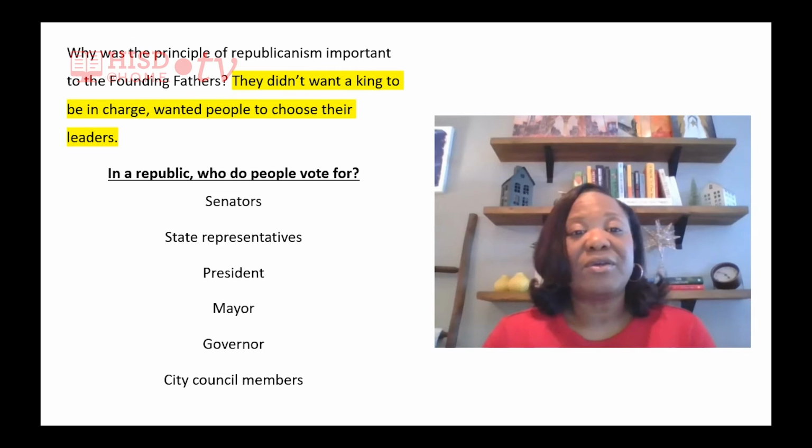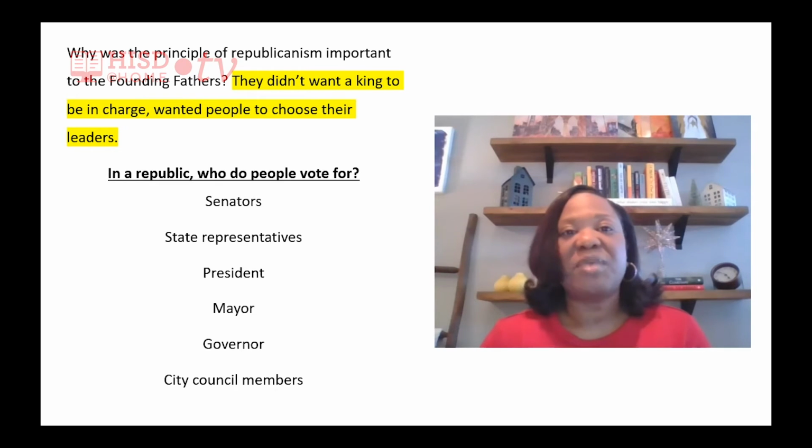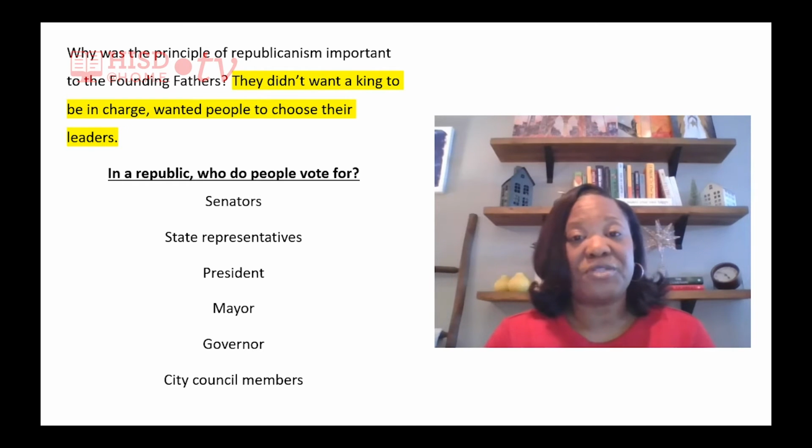In a republic, who do people vote for? Well, they vote for their senators, their state representatives. We vote for the president. You even vote for your mayor on the city level. You vote for your governor, city council members. And all of these people are elected officials or representatives. Now, let's look at how republicanism is reflected in the US Constitution.